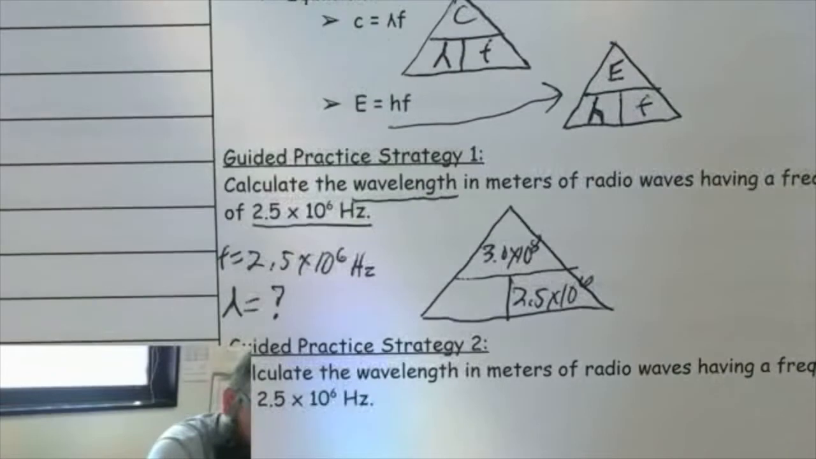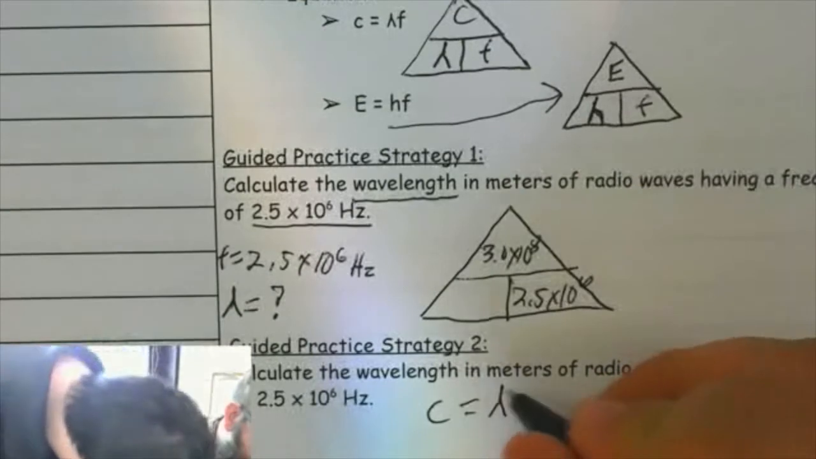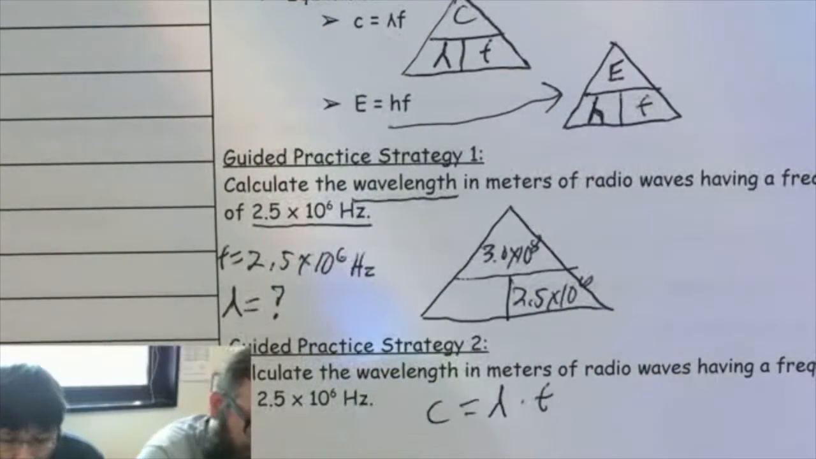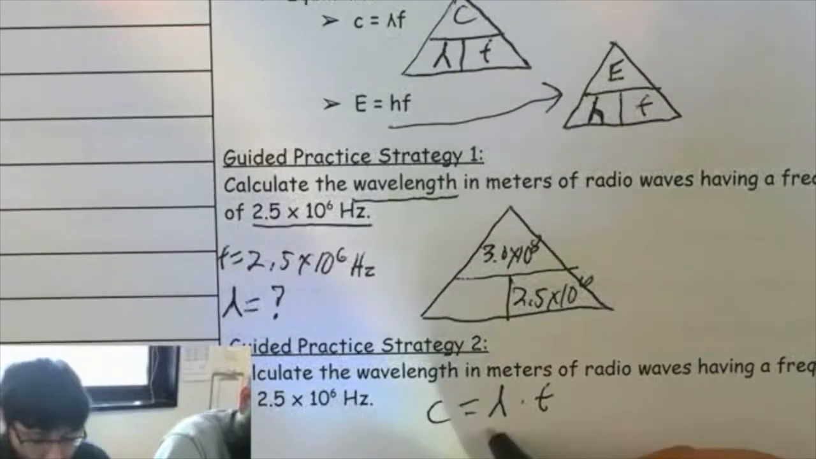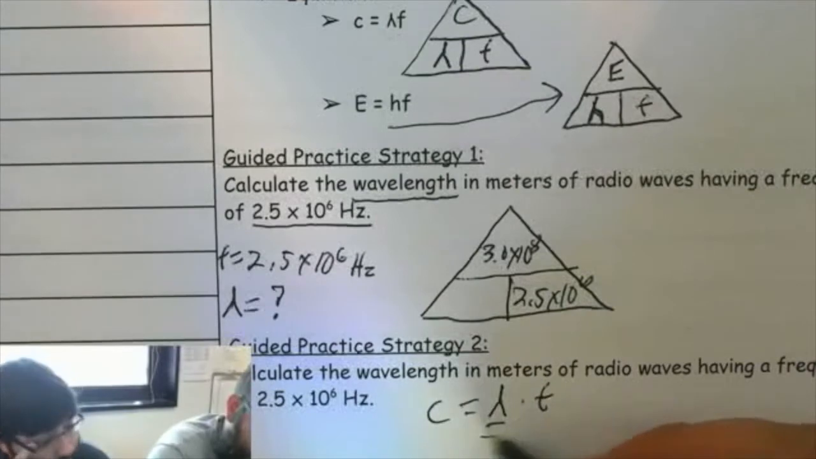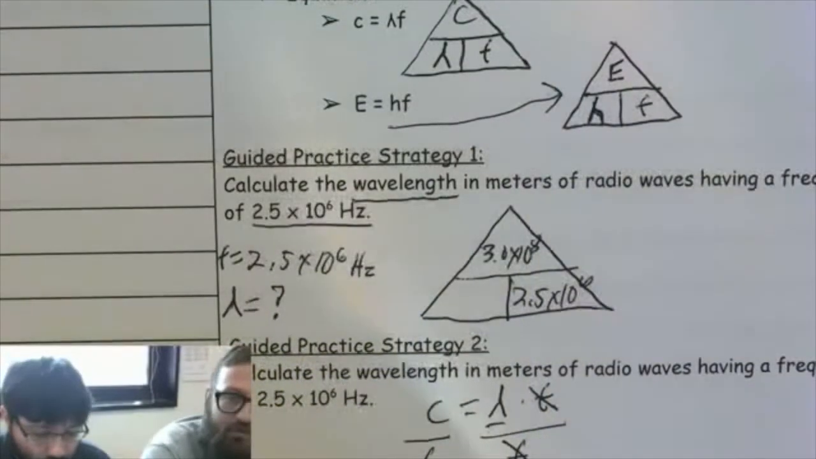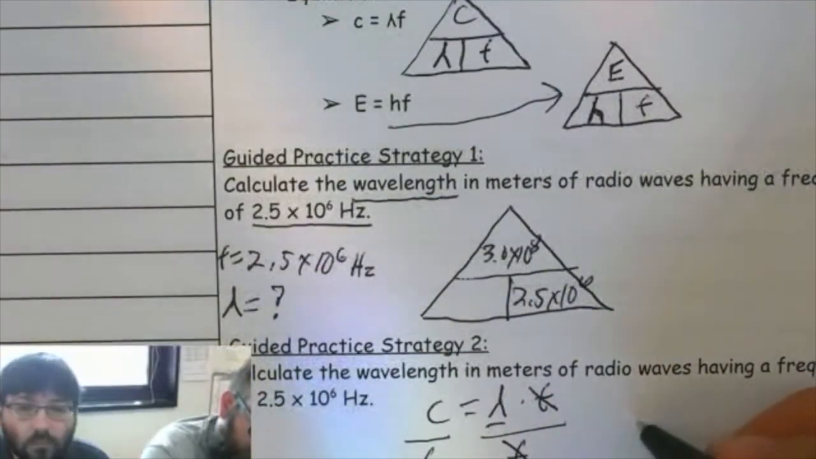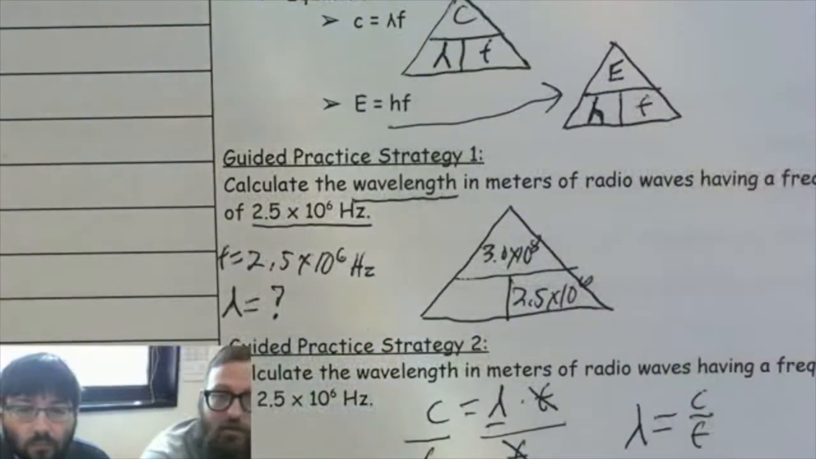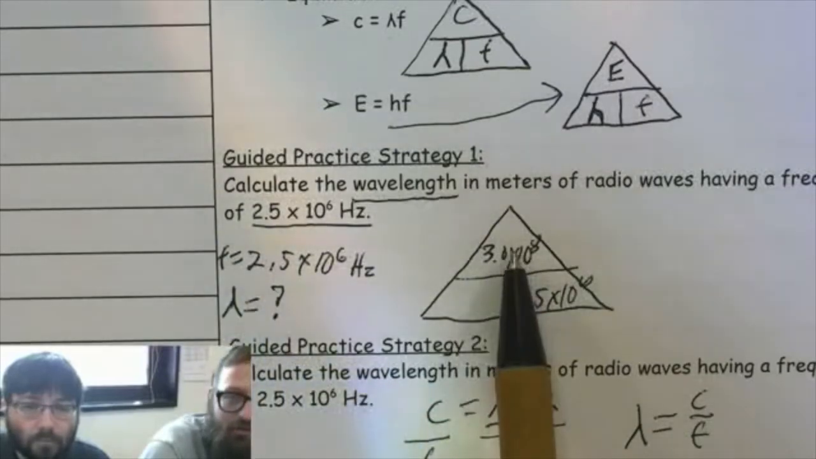So we already knew we were going to use c equals lambda times frequency, and I'm trying to solve for lambda. To get lambda by itself, I divide both sides by the frequency, and my frequency cancels out on this side, and I'm left with a nice clean equation: lambda is equal to the speed of light over frequency. So for both ways we're doing this, we're still dividing the speed of light by the frequency, which is what we have set up in this triangle here.